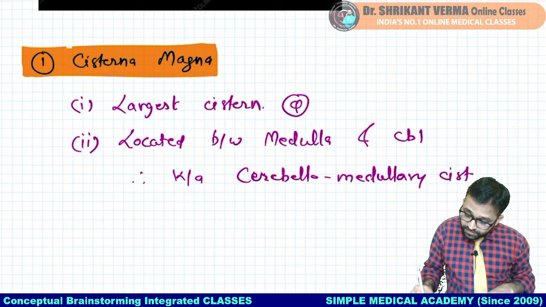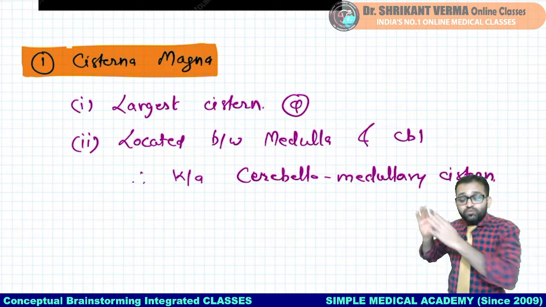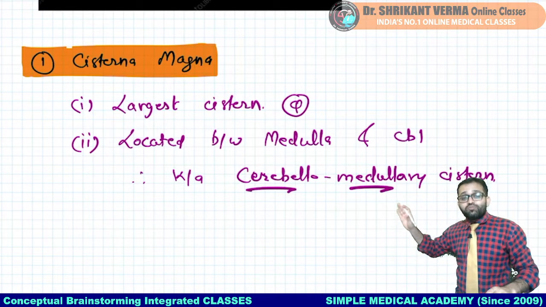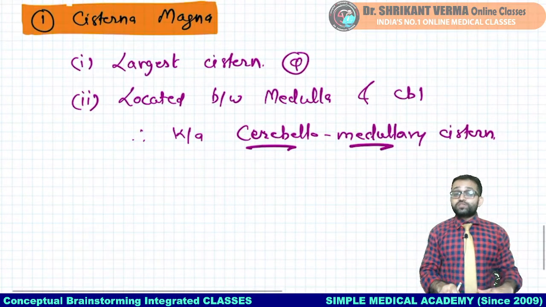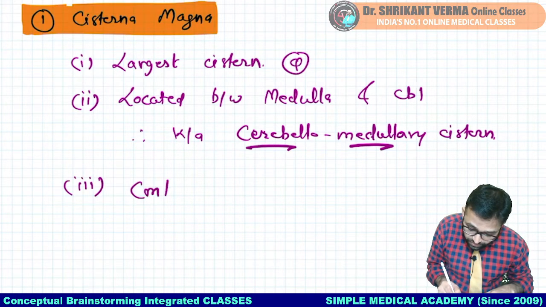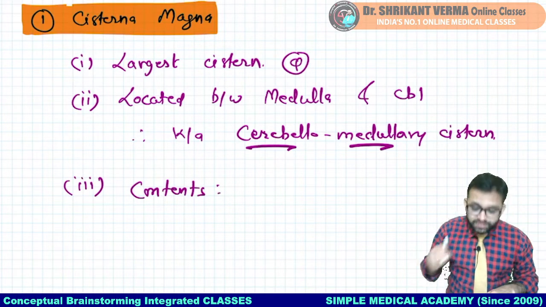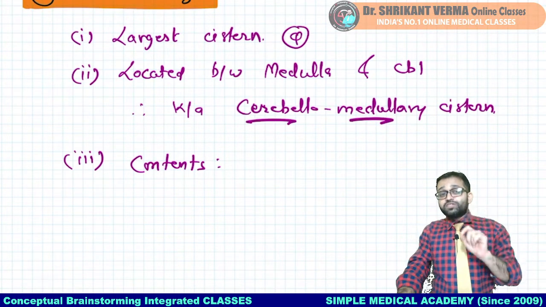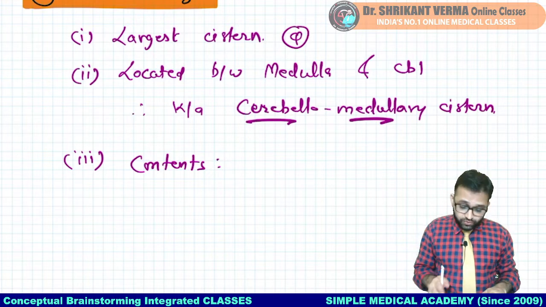Getting the point? Okay, break the name and think: it is between the cerebellum and medulla, that's why it is the cerebellomedullary cistern. Now try to understand what the different contents are. Yes, we are going to look for the contents of this space. Later, when I teach you the artery, then I will tell you.